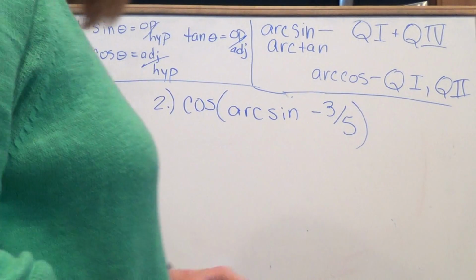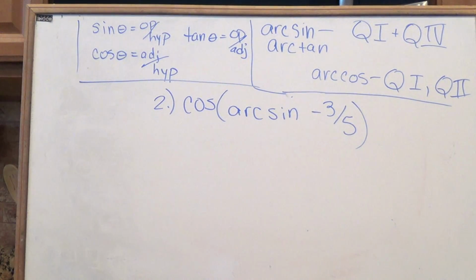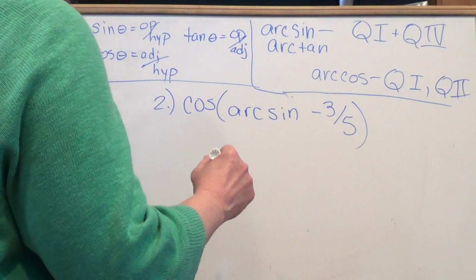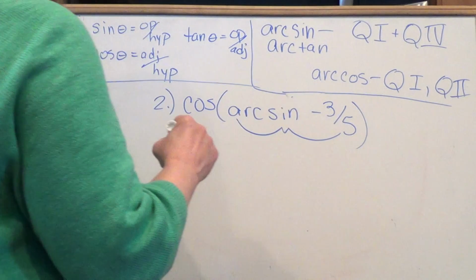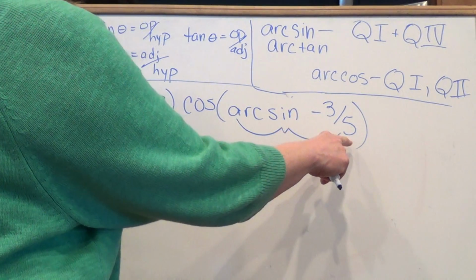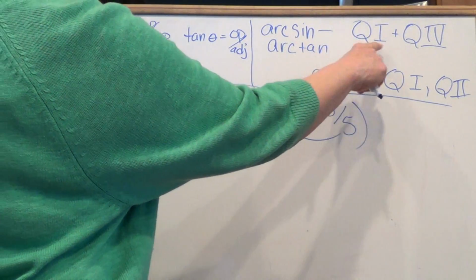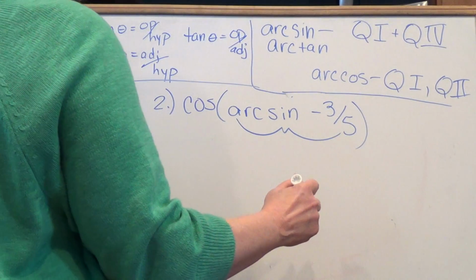Okay, here we are again with problem number 2. And let's see if that's showing up. Looks good. And this one, into the inner sanctum we go, and the inner court. And we're looking at the arc sine of -3/5. Remember, arc sine is first and fourth. So if it's negative, it's going to be in the fourth quadrant.